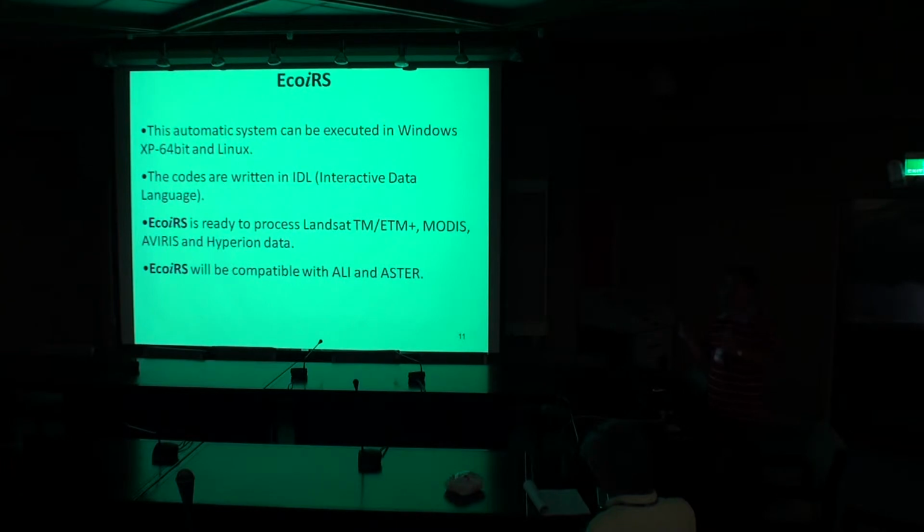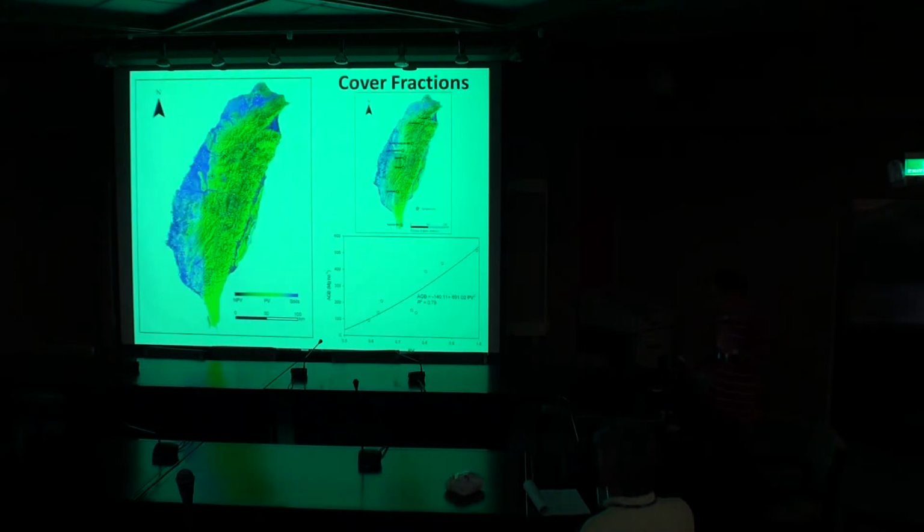So at least you need 6-7 bands to do a good mixing. And for EcoIRS, we are now working on ALI and ASTER, mainly because there are not too many good images for Taiwan. We have to use as many different kinds of images as possible. So what does that actually have to do with biomass? One output is fractional cover, so the output will be NPV, PV, and soil.